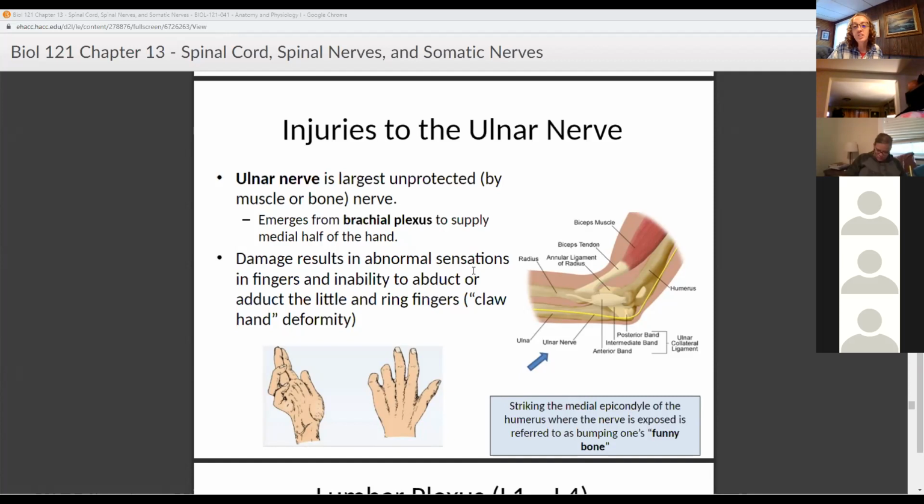Ulnar nerve damage results in abnormal sensations in the fingers and inability to abduct or adduct the little and ring fingers. Results in a claw hand deformity.